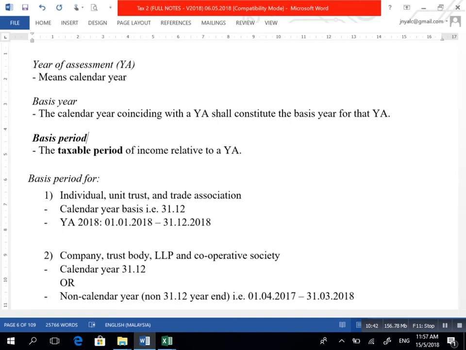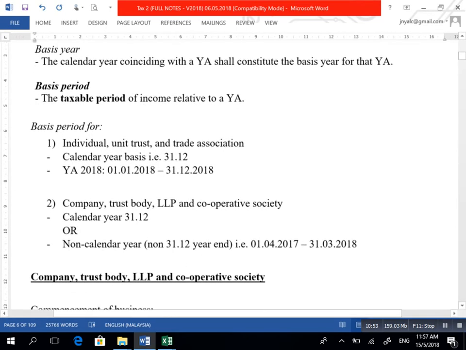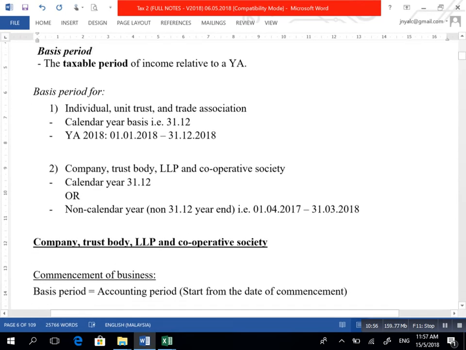This is the same concept for individual and also a company. But the company doesn't necessarily follow January to December. It's up to your choice which month you choose as your year end. So you look at number 2. Company, trust body, LLP, or cooperative society, you can choose either calendar year or non-calendar year basis. Which means you choose any other month as your year end, not necessarily closing of December. For example, from April until March we close it. This is also 12 months, but my closing month is not December, so it means non-calendar year basis. But again the same, is it ending year in 2018? Yes. So this is YA 2018.